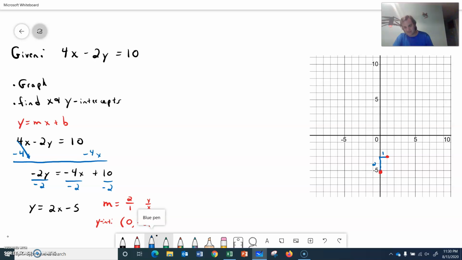Just for fun, I'm going to go ahead and move that slope again since I know it's a line. Up 2 over 1. That will just help guide me into making the line a little bit straighter. It's not that easy to do on the writing tablet, but my line should look something like that.